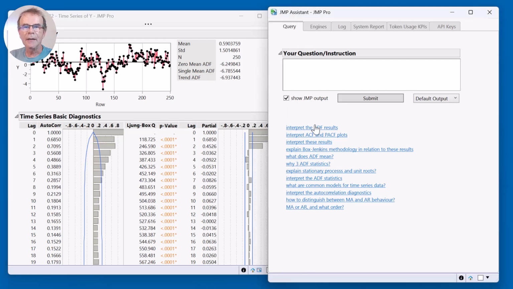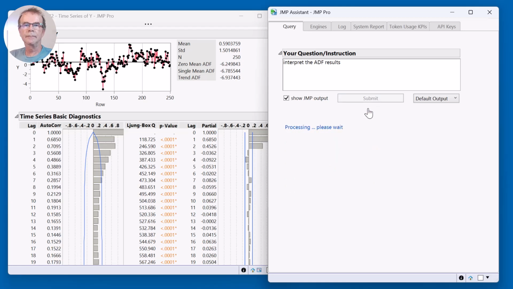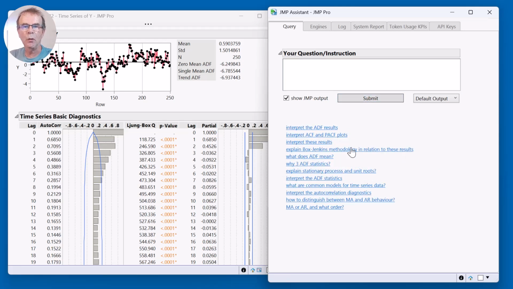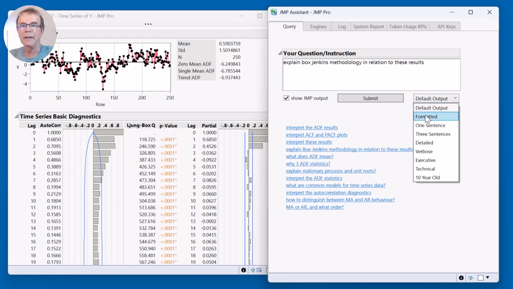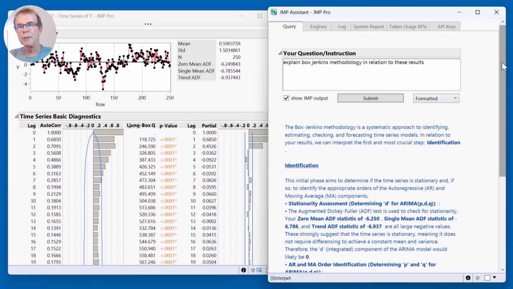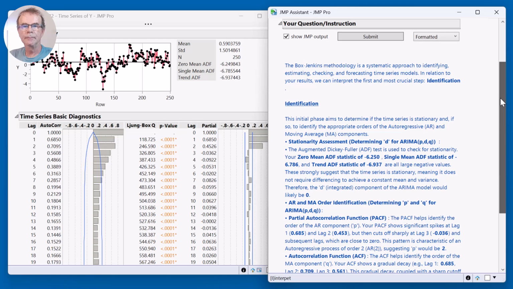Let's interpret the ADF results. So yeah, the augmented Dickey-Fuller statistic, and it gives you an explanation of what that statistic is. Let's just do a couple of other of these options, but basically we're going to get to the same point. Let's explain the Box-Jenkins methodology in relation to these results, and let's try and give me nicely formatted output. So it's going to be the same answer really as what we saw with the moving average and autoregressive, but probably with more detail.